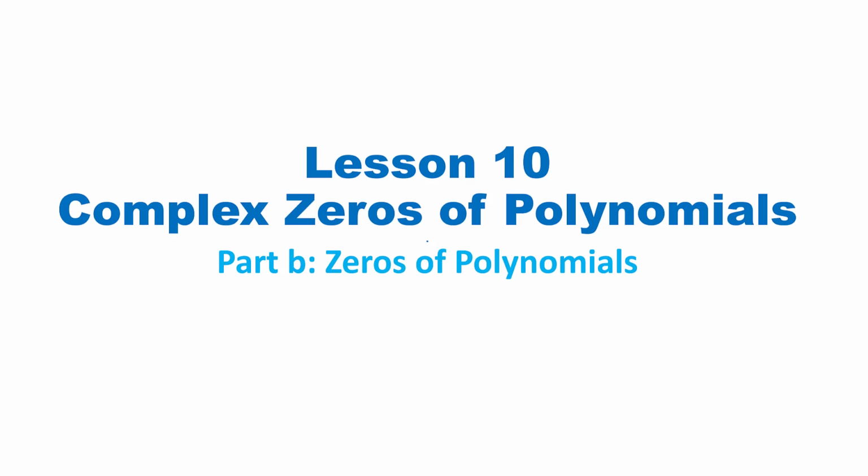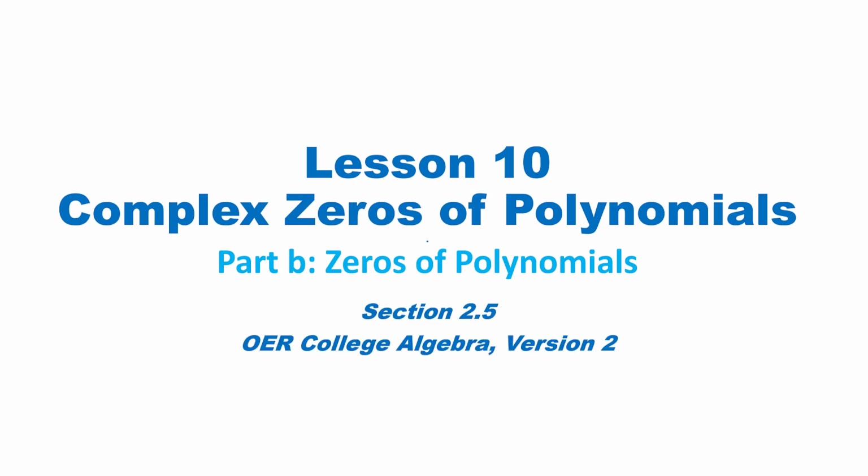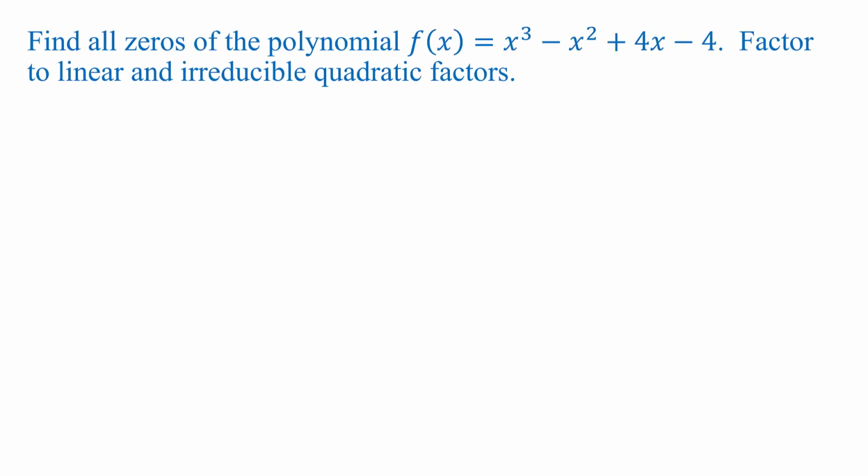In the second part of Precalculus Lesson 10, we work on finding complex zeros of polynomials. This lesson comes from section 2.5 in the college algebra textbook, and we get started by finding all zeros of the polynomial f of x equals x cubed minus x squared plus 4x minus 4. And we additionally factor this polynomial into linear and irreducible quadratic factors.